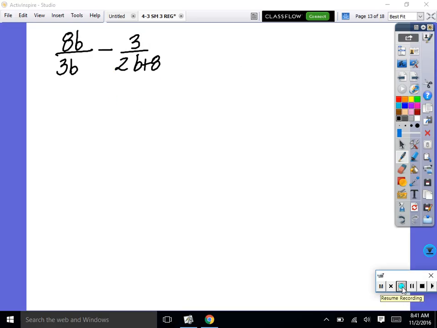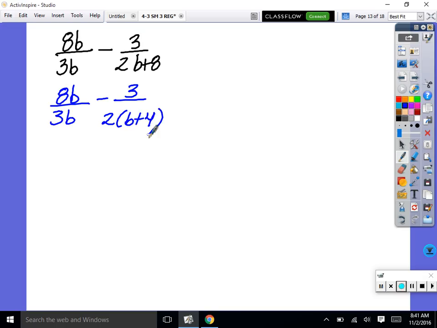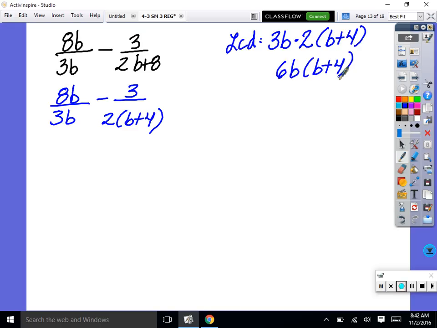Okay, so showing your work will help you get less confused. So you should be saying to yourself, can I factor out any of the bottoms? So rewrite your problem. 8b over 3b minus 3 over factor out of 2 left is b plus 4. Is everybody good up to there? Then you go off to the side and say least common denominator. We have a 3b, that's definitely got to be there. We have a 2. Is 3 a 2 in any way? No, so we're going to have to multiply by 2. And then we have our b plus 4. So now really if you look at that, that's 6b, b plus 4, correct? That's the least common denominator.